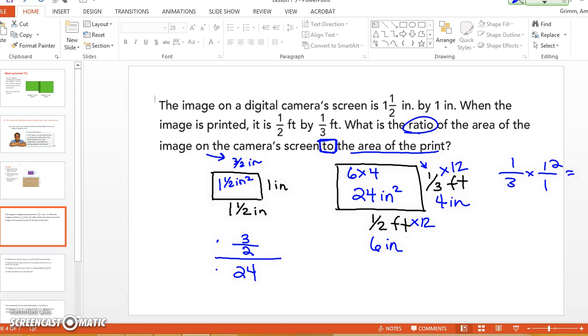Okay, so 3/2 divided by 24, which means I'm going to flip it and change it to 1/24. Looks like I can do some cross-canceling here. 3 goes in here 8 times. 1 times 1 is 1/16. 1 to 16. So how many of these would fit inside of this one? 16 of them. Very good.